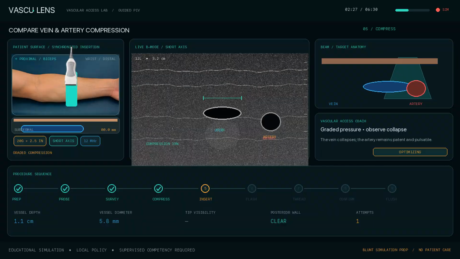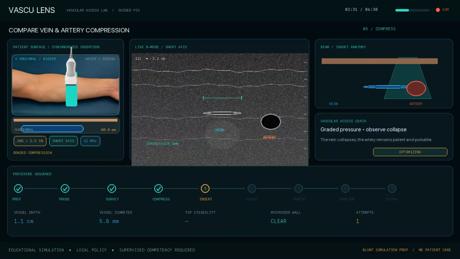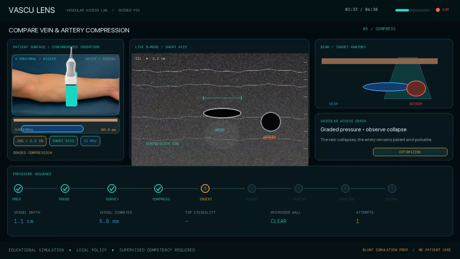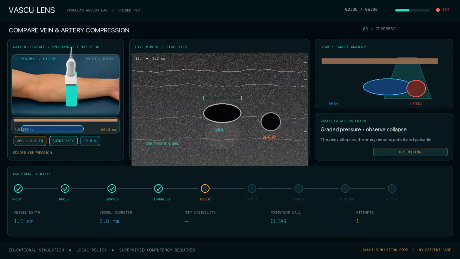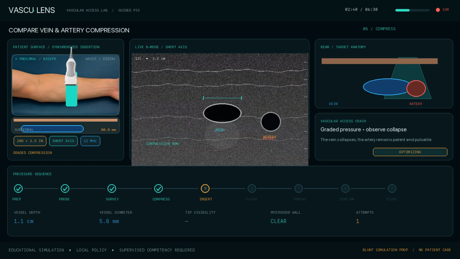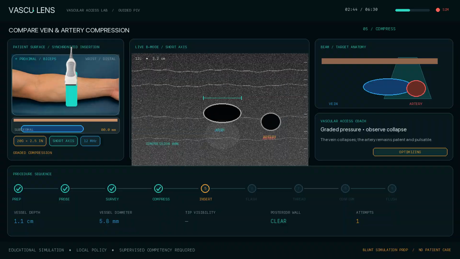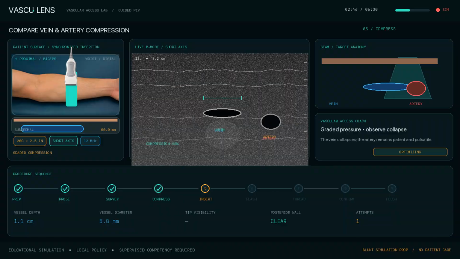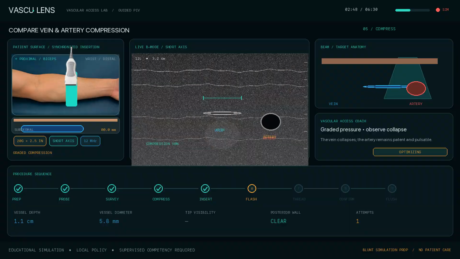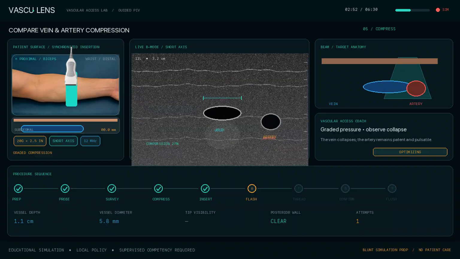Now compare compression. Apply gentle, graded pressure directly over the centered vessels. The vein flattens and should collapse completely. The artery remains patent and may continue to pulsate. Release pressure and confirm that the vein returns to its original shape. Excess pressure can hide the target and can also prevent venous filling, so use only enough force to answer the question. If the vessel does not compress as expected, stop and reassess rather than assuming it is a usable vein.